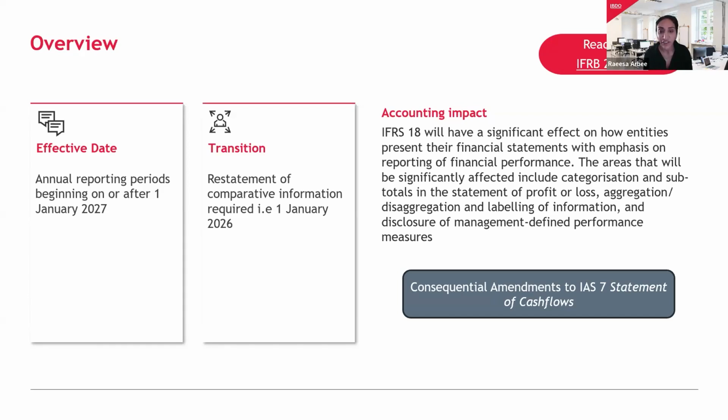The new standard is effective for periods beginning on or after the 1st of January 2027, with the restatement of comparative information. So for entities with a calendar year end, you would restate your December 2026 period as comparative information within your 2027 annual financial statements. If you are an IAS 34 reporter, then you'll be adopting a little bit earlier, so either in your quarter one or half yearly interim financial statements within 2027.